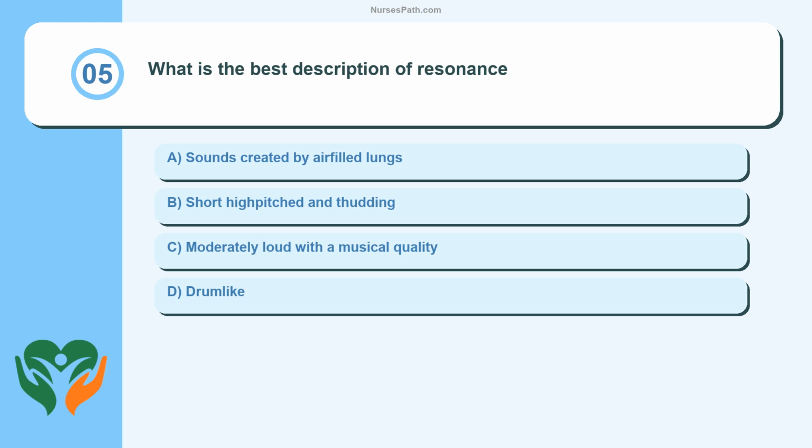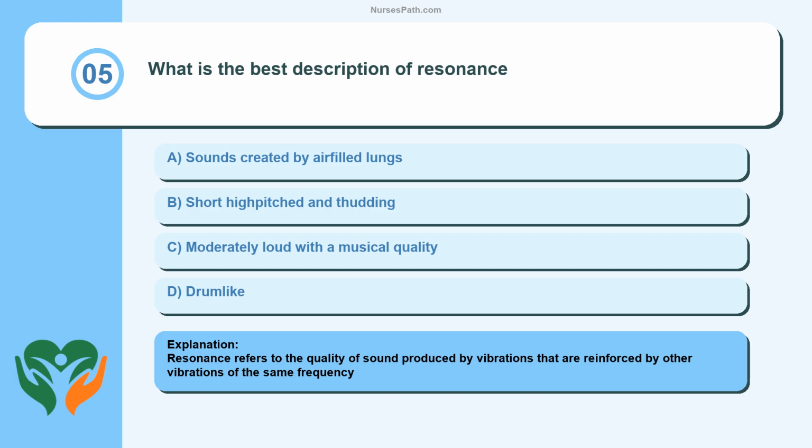Question 5. What is the best description of resonance? Sounds created by air-filled lungs. Short, high-pitched and thudding. Moderately loud with a musical quality. Drum-like. Resonance refers to the quality of sound produced by vibrations that are reinforced by other vibrations of the same frequency.